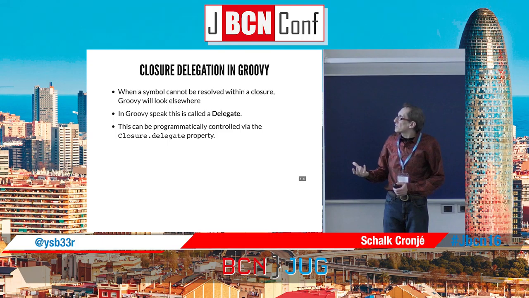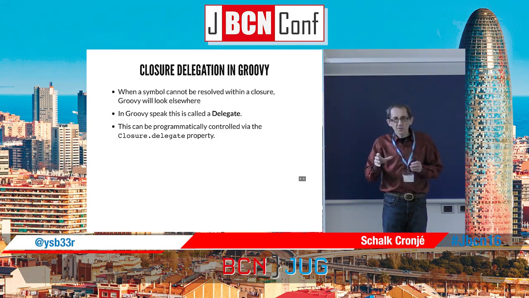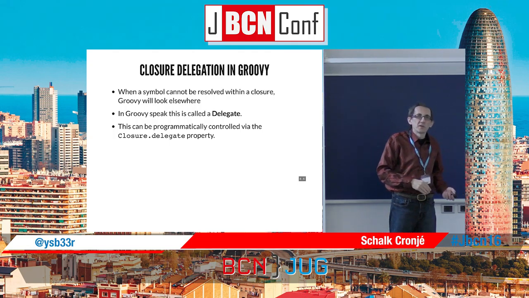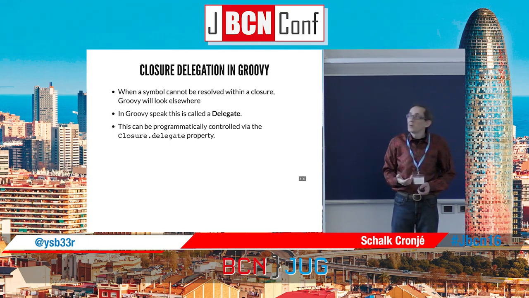And then the other thing that's quite important is this concept of closure delegation. In Groovy, you can tell a closure, if it cannot resolve a symbol, where to go look for it. By default, we'll always look firstly at the closure's owner object, but you can tell it to go look somewhere else.